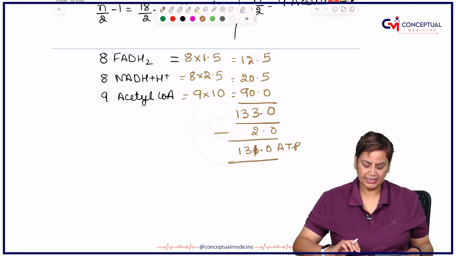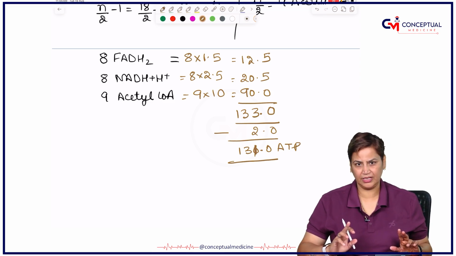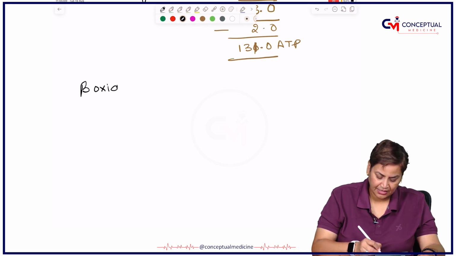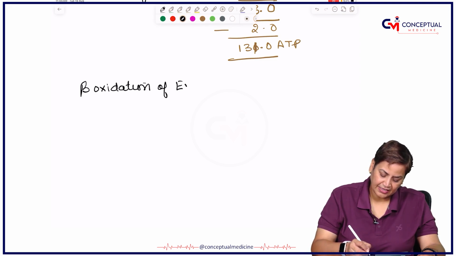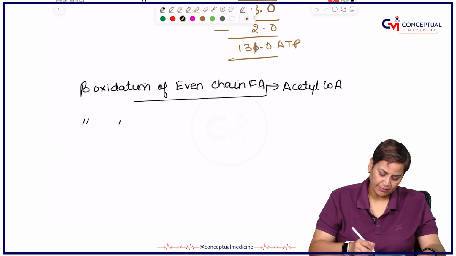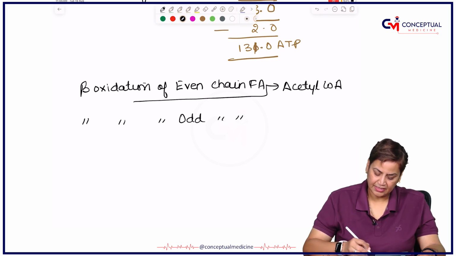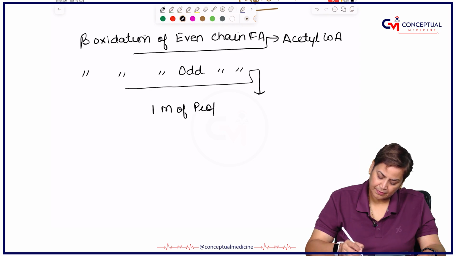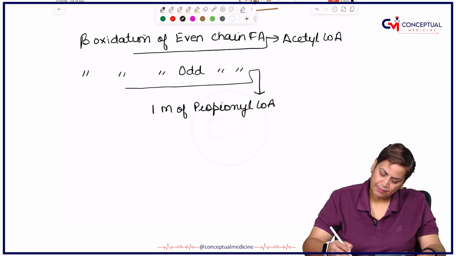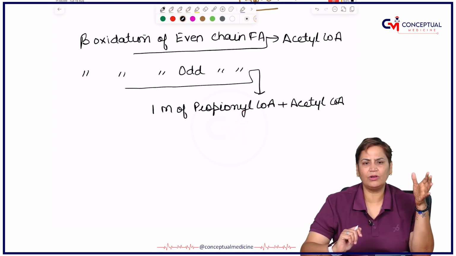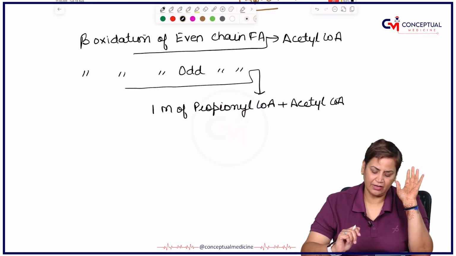Okay, so this is the energetics of stearic acid, and this is beta oxidation. Just now we have studied the beta oxidation of even chain fatty acids, which will obviously form acetyl coenzyme A. But if we talk about the beta oxidation of odd chain fatty acids, they will produce one molecule of propionyl coenzyme A plus acetyl coenzyme A. We can predict how many acetyl coenzyme A will be formed depending upon the number of carbon atoms, but always remember the end will be with one molecule of propionyl coenzyme A.